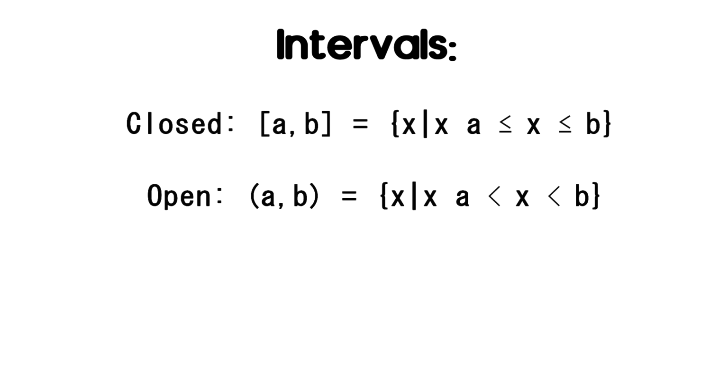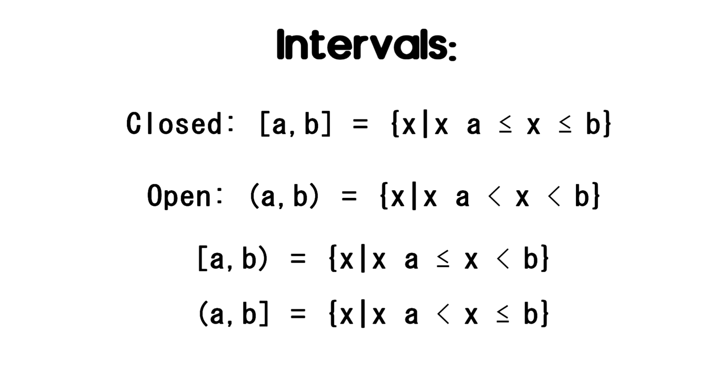For intervals, the interval [a, b] with brackets is a closed interval, where x such that x includes a and b. The interval (a, b) with parentheses is an open interval, where x such that x does not include a and b. These two types can be used for either side individually, so we could use it on the left side only or on the right side only.